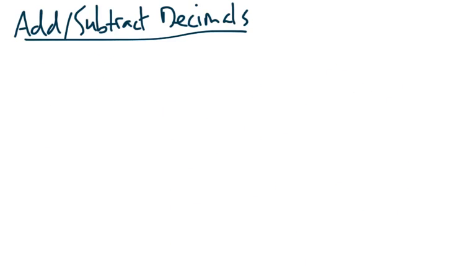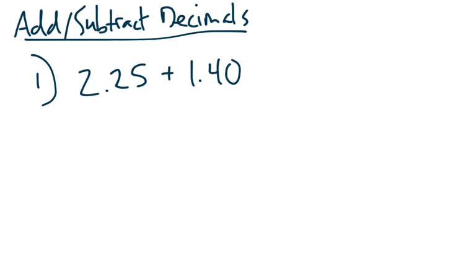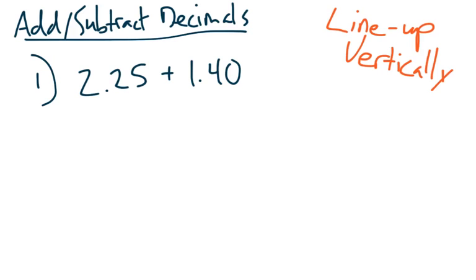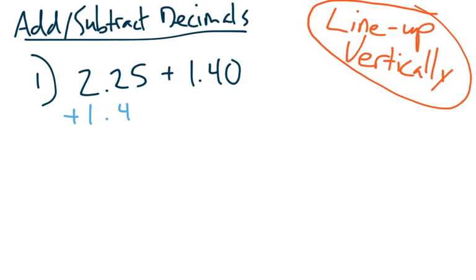So let's jump into some adding and subtracting problems. Something that we'll tend to do, and by we I mean math teachers and textbooks, to kind of confuse you, make sure you're paying attention, is to write out problems horizontally. So I might do something like this, 2.25 plus 1.40. Now when it comes to adding and subtracting, it's all about lining it up vertically. So I'm going to write that off to the side here. Line up vertically. So I'm going to rewrite my problem as 2.25 plus 1.40, making sure that my decimals form a nice straight line like that.